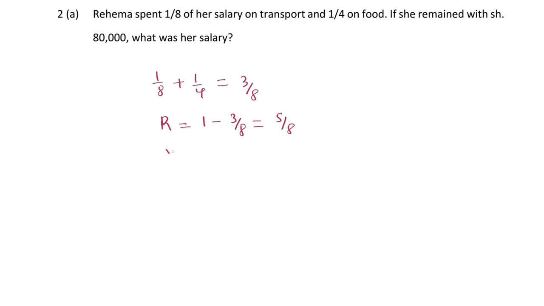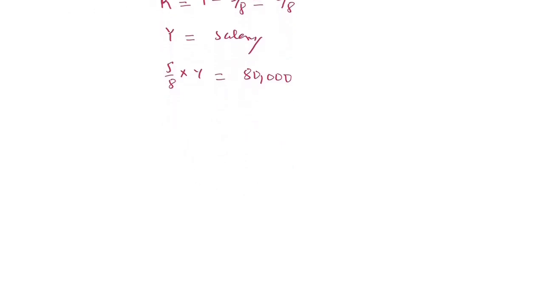Okay, so next we are going to let y be her salary. Now the product of the salary and the fraction of the remaining amount should be 80,000. So we are going to take 5/8 times y equals 80,000. Okay, so now let us multiply by 8/5 both sides to make y the subject. Then our equation is going to be y equals 80,000 times 8/5. Solving this, we are having y equals 128,000. And this is the amount of her salary.